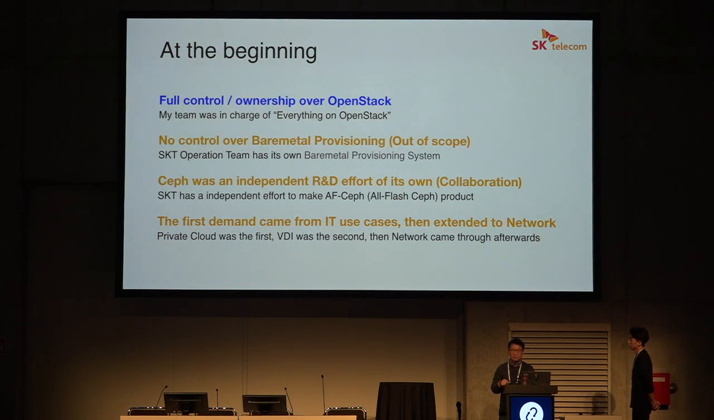And even though SKT is a telco, the first demand came from the IT department, like a private cloud, or they wanted infrastructure for their VDI system, virtual desktop infrastructure, or the OSS and BSS systems. So we had to deal with those IT requirements. Then the network came along afterward. If you compare network cloud to IT cloud, IT cloud has a greater variety of requirements. So we had to deal with very different types of requirements. That was our constraint.